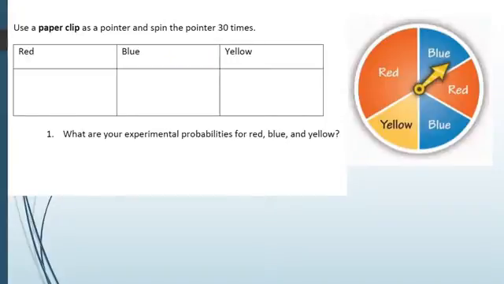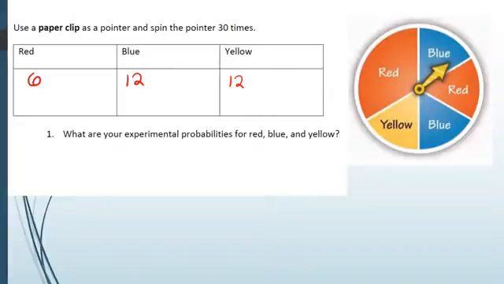So I'm just going to kind of make up some data for myself here. I'm going to say I spun red 6 times, blue 12 times, and then yellow, since it's a total of 30 times, I'm going to say I got yellow 12 times as well. Now, again, I'm just making up some data here. Your data will probably look different.